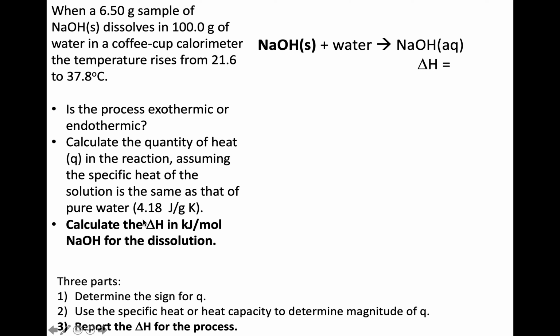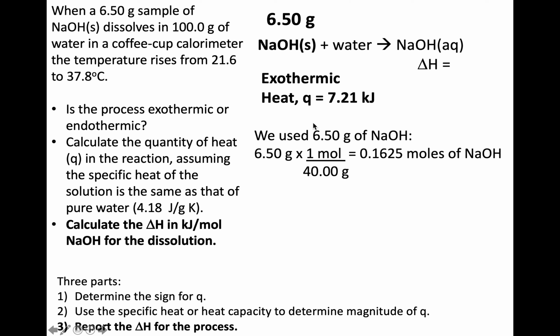Lastly, it says calculate the delta H in kilojoules per mole of sodium hydroxide for the dissolution. It's saying scale it as if you had 1 mole of sample. I know that I tested 6.5 grams of sodium hydroxide. I know it's exothermic, and the heat that was involved was 7.21 kilojoules. How many moles did we use? I'm just going to use the molar mass of sodium hydroxide to determine moles of the sample. And then I'm going to report that in kilojoules per mole of sodium hydroxide, because it says report it in kilojoules per mole of sodium hydroxide.